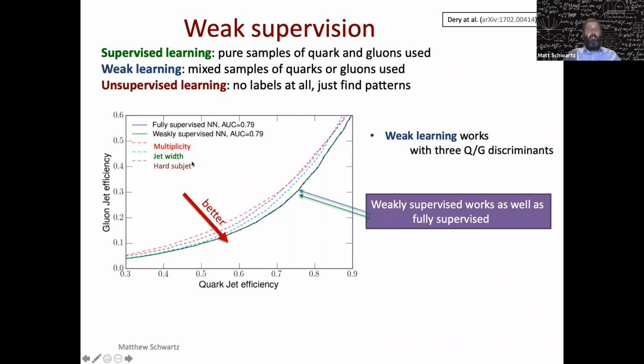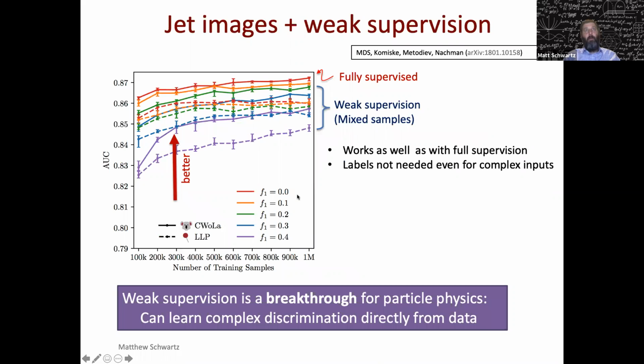What they were able to show is that using these kind of high-level inputs, they can do as well with mixed samples as they could with pure samples. So the coincidence of these two lines demonstrates that. It'll take a little while to figure out what's in the plot, but that's what it means. They're basically comparing blue and green, fully supervised and weakly supervised.